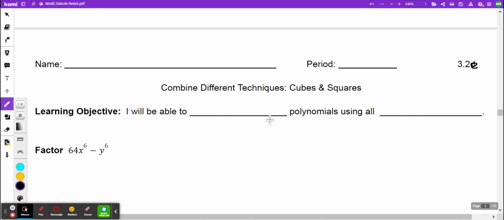Hey everyone, Mr. Schultz here as we factor polynomials using all techniques.